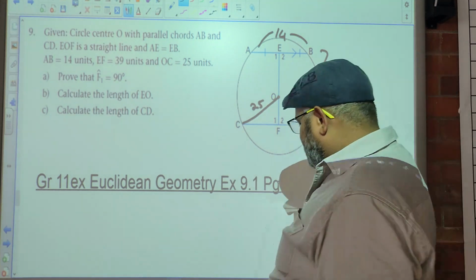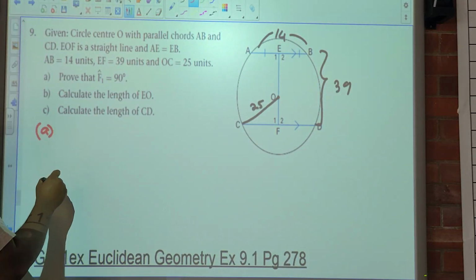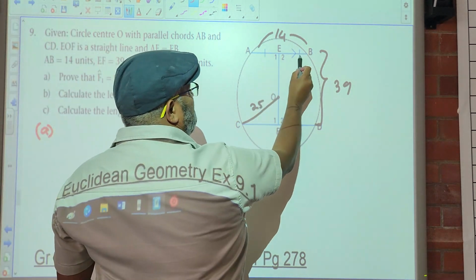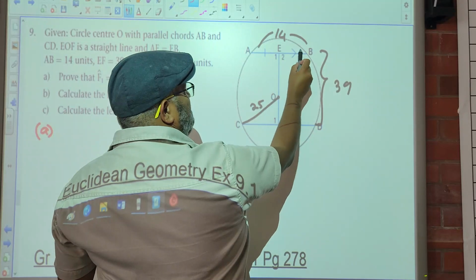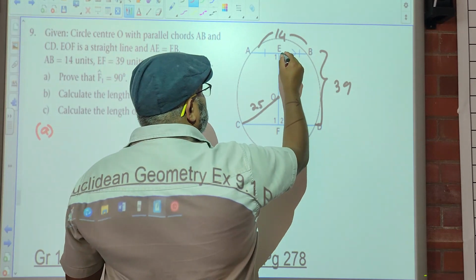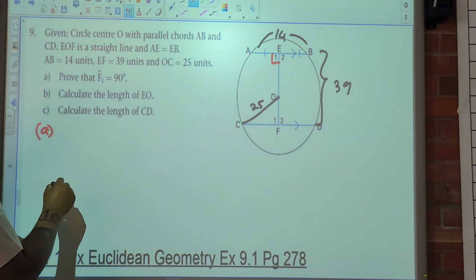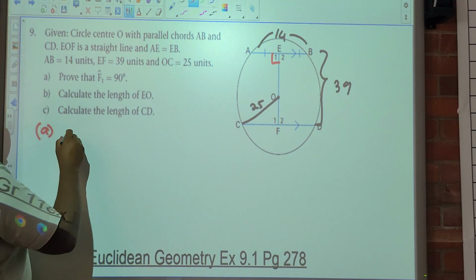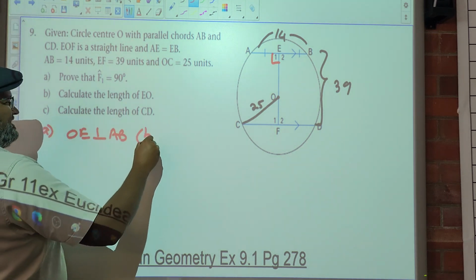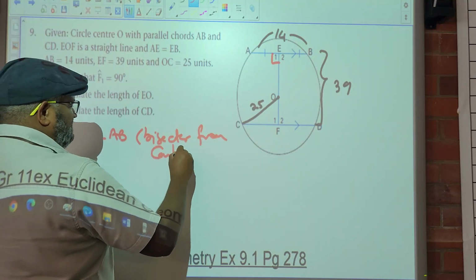The question says prove that F1 is equal to 90. Okay, people, we know that AE is equal to EB, so E1 has to be 90 degrees. Why? Bisector from center to chord is perpendicular to the chord. So I can say OE is perpendicular to AB.